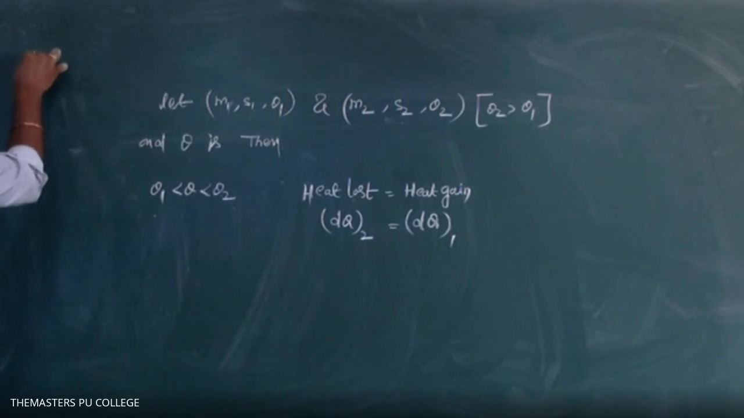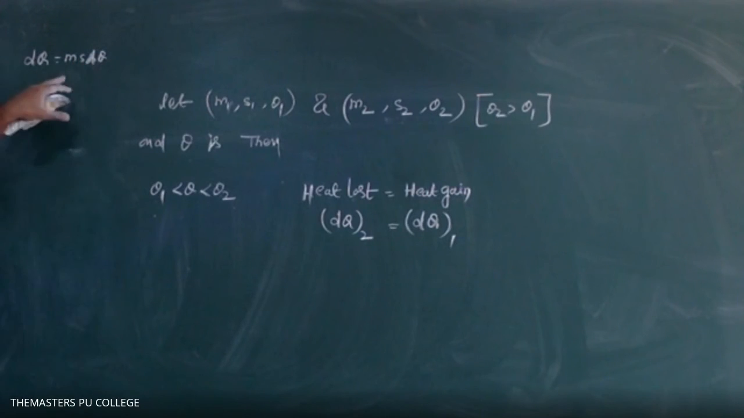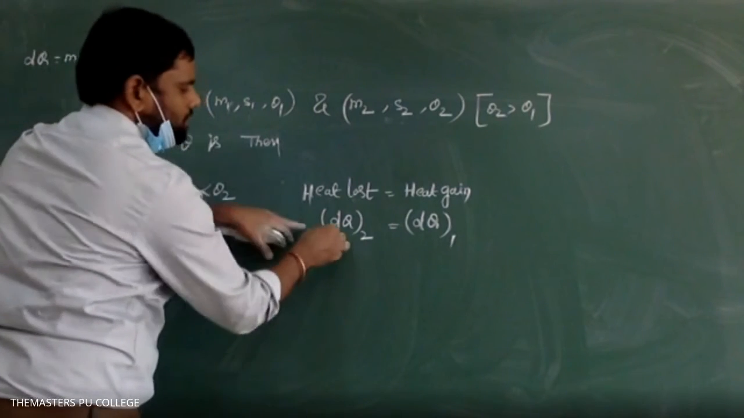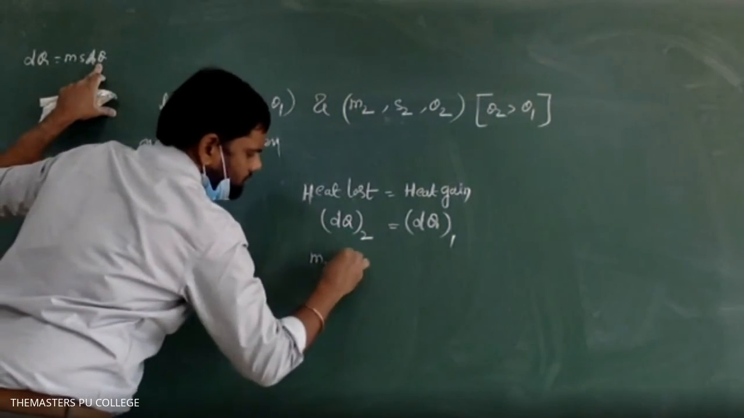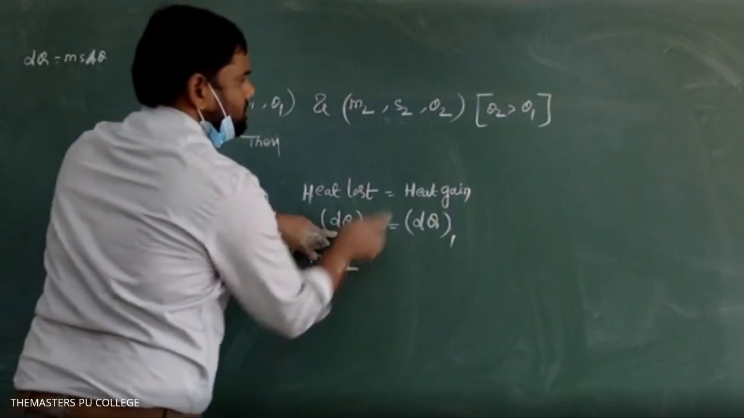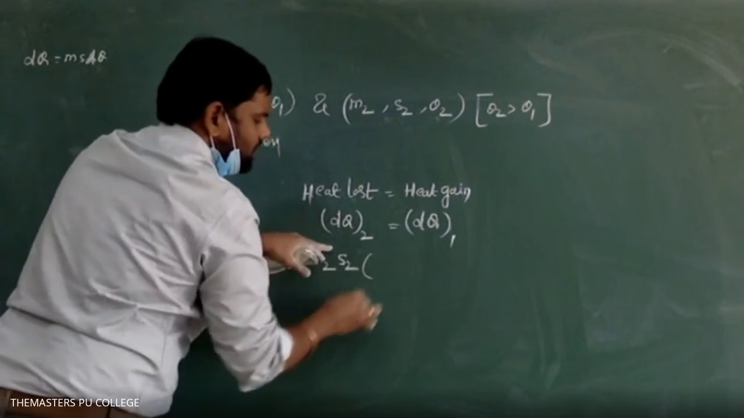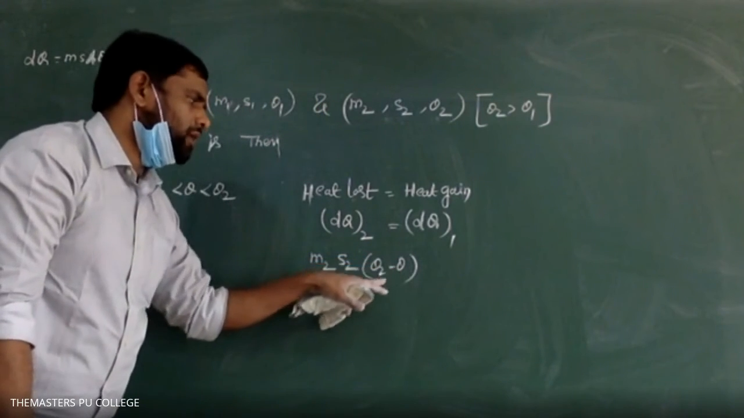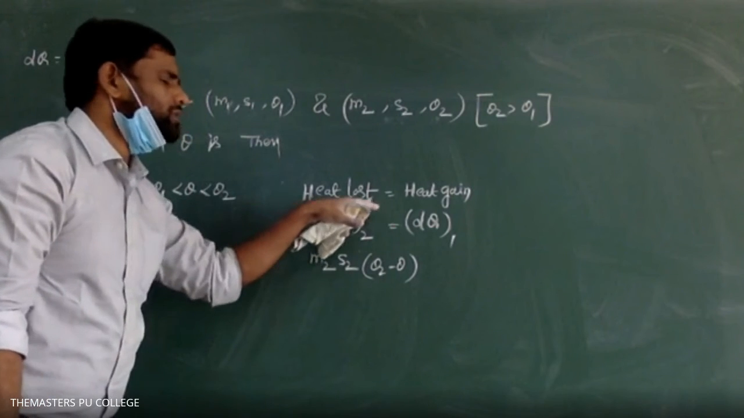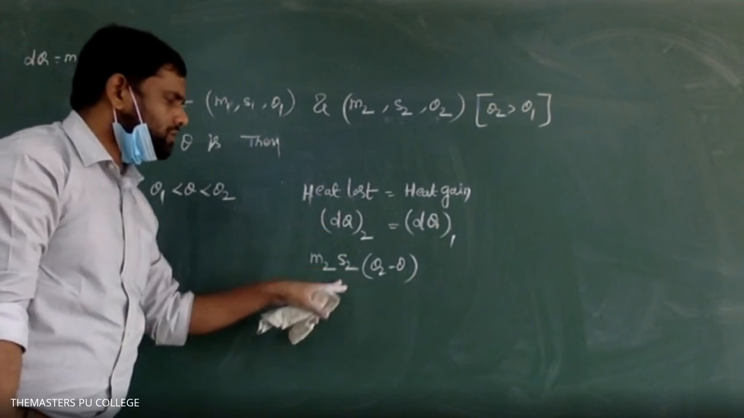Already I got that dq equals ms d theta, which we have already derived. So dq means mass, specific heat and temperature difference. What is mass here? M2, specific heat is S2. Temperature difference: initial temperature is theta 2, final temperature is theta, and since heat is lost, the temperature difference is theta 2 minus theta. Even if you take theta minus theta 2, you get negative, and the negative sign indicates that heat is lost. Already I have considered heat is lost, so no need to consider the negative once again. That's the heat lost.